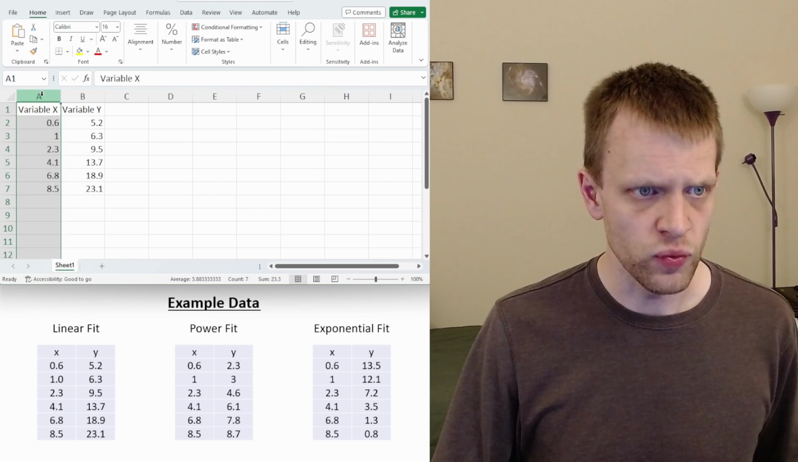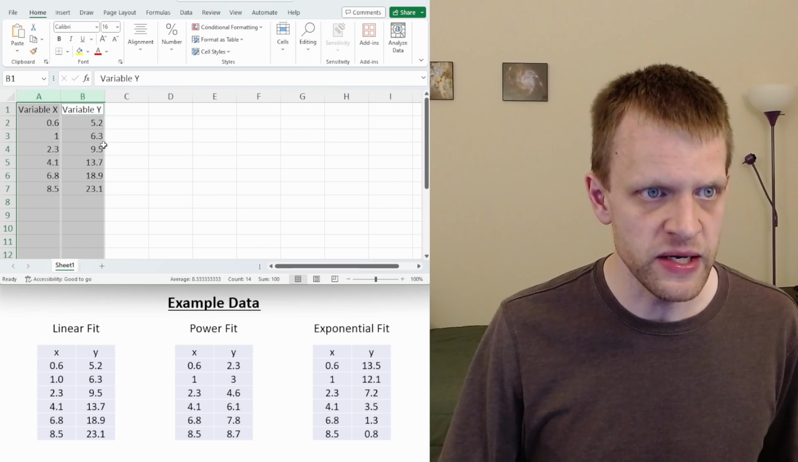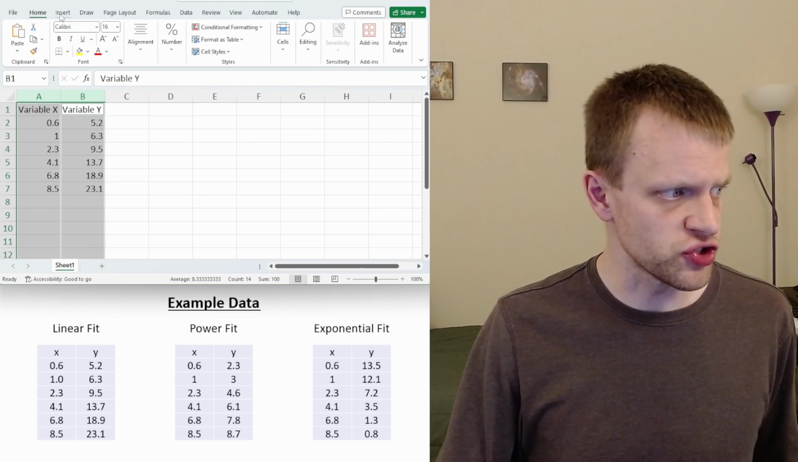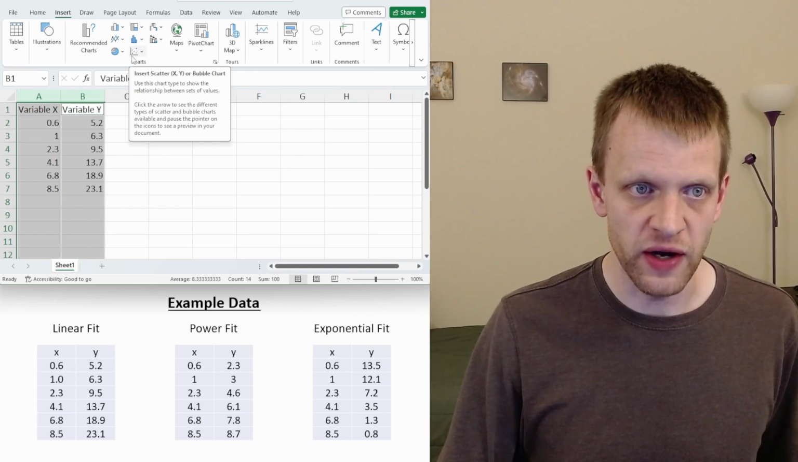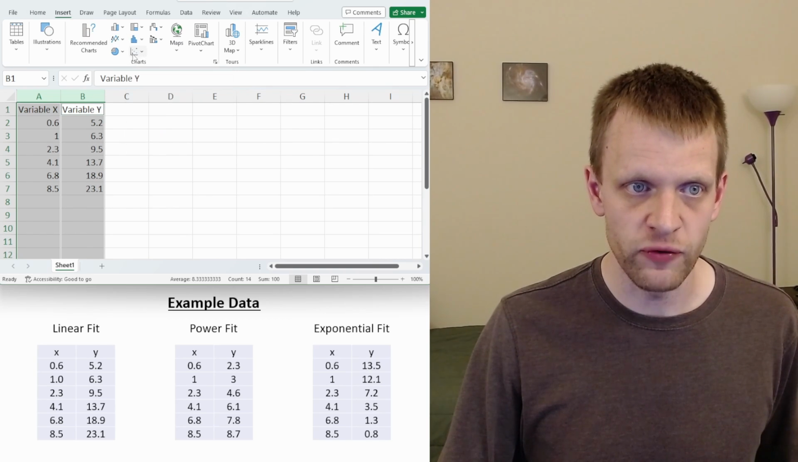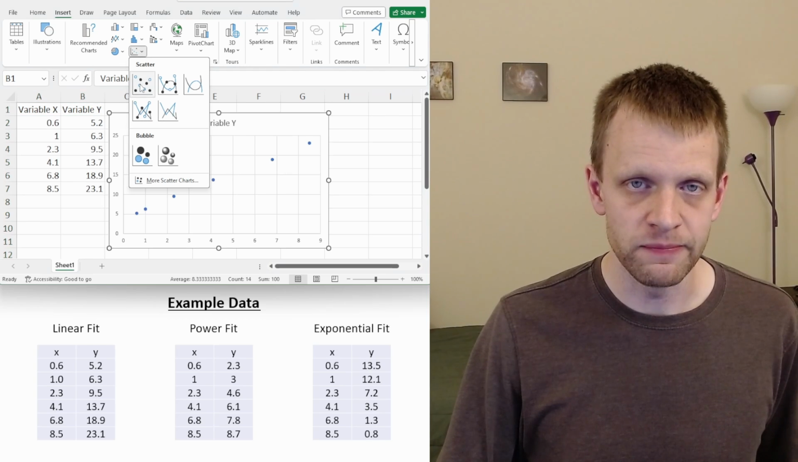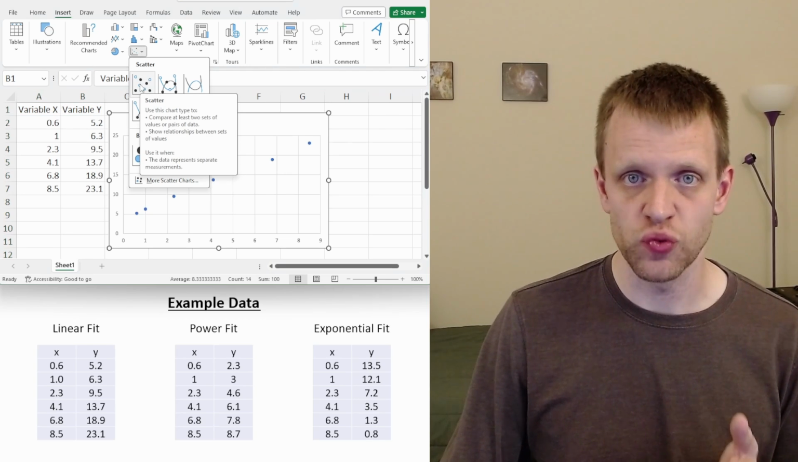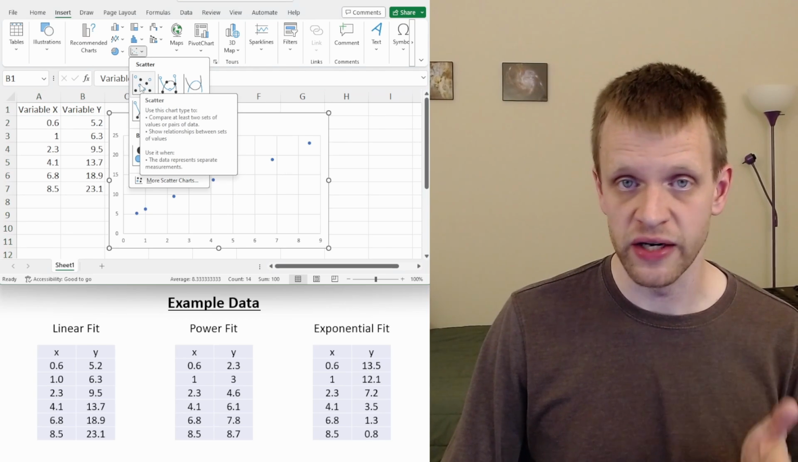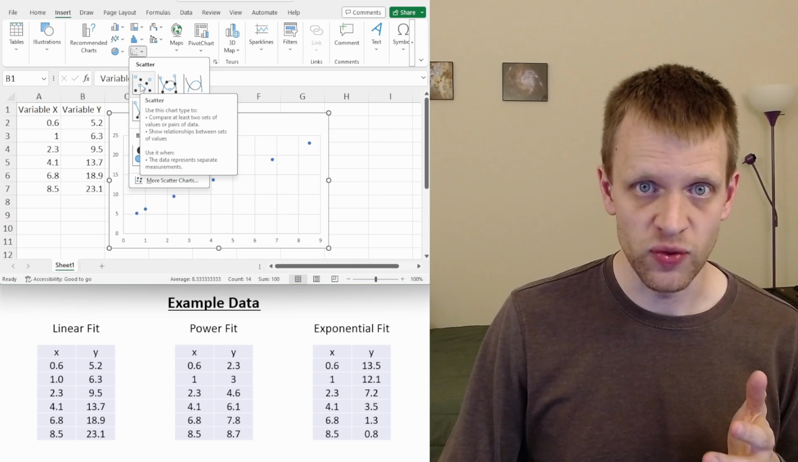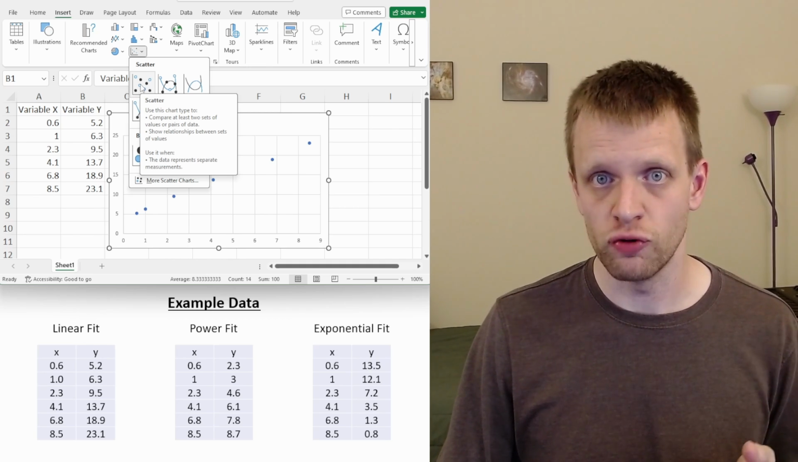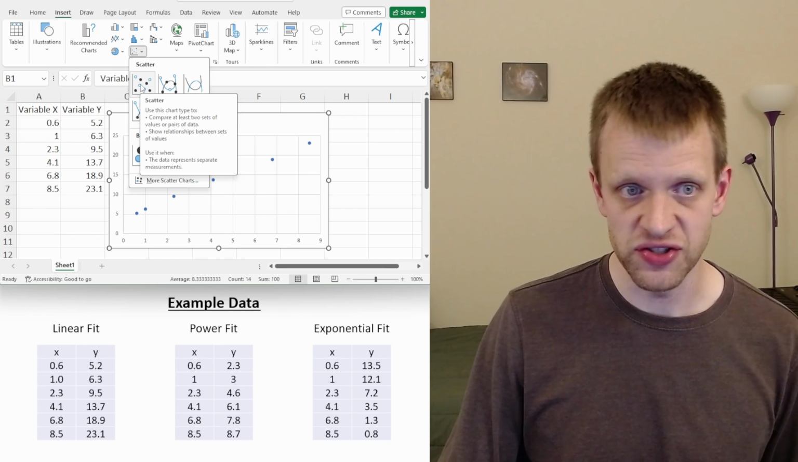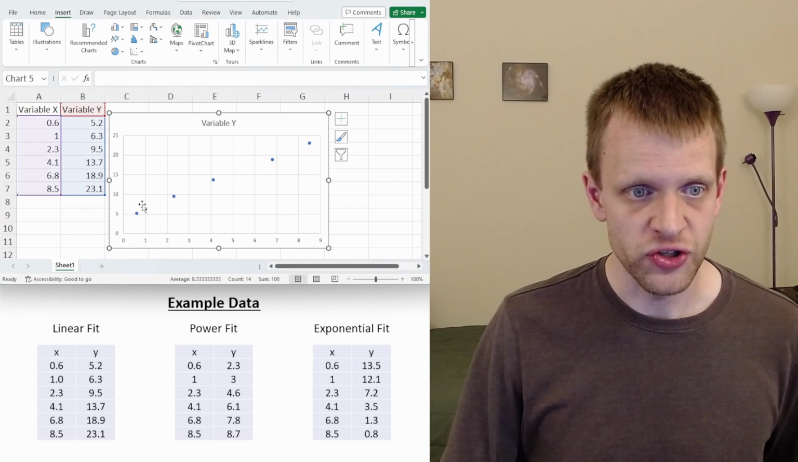Okay. But we just want column A and B, and we can go to Insert up here, and we want this scatter plot. So we've got this icon right here, a graph with a bunch of dots on it. And again, in most cases, we just want the graph with individual unconnected dots. And then we'll eventually use a trend line to show what is the mathematical pattern that best fits this data. Okay. So let's select that.